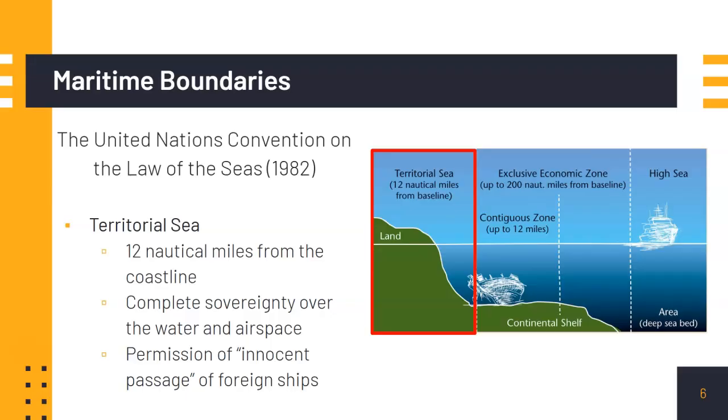The United Nations Convention on the Law of the Sea, or UNCLOS, established in 1982, is a key international agreement that governs the rights and responsibilities of nations with respect to their use of the world's oceans. One of the primary aspects of this convention is the concept of the territorial sea, which extends 12 nautical miles from a country's coastline. Within this zone, a nation has complete sovereignty over the water and the airspace above it, meaning that the country has full control over all activities, such as fishing, shipping, military operations, everything in this area.